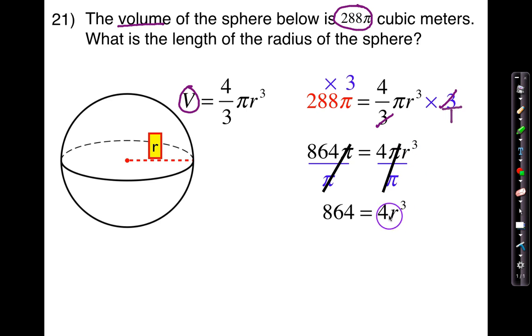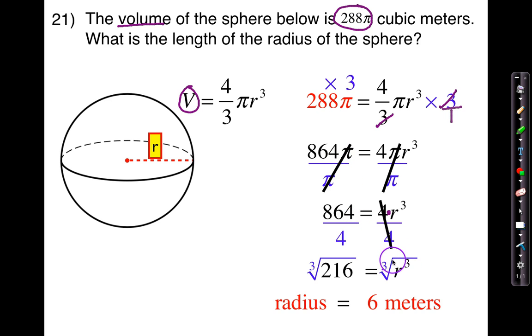Now, since I understand that 4r cubed means 4 times r cubed, I'm going to divide both sides by 4, which leaves me with 216 equals r cubed. We're almost done. We're going to take the cube root of both sides, and I'm left with r equals 6. So to answer the question, what is the length of the radius?